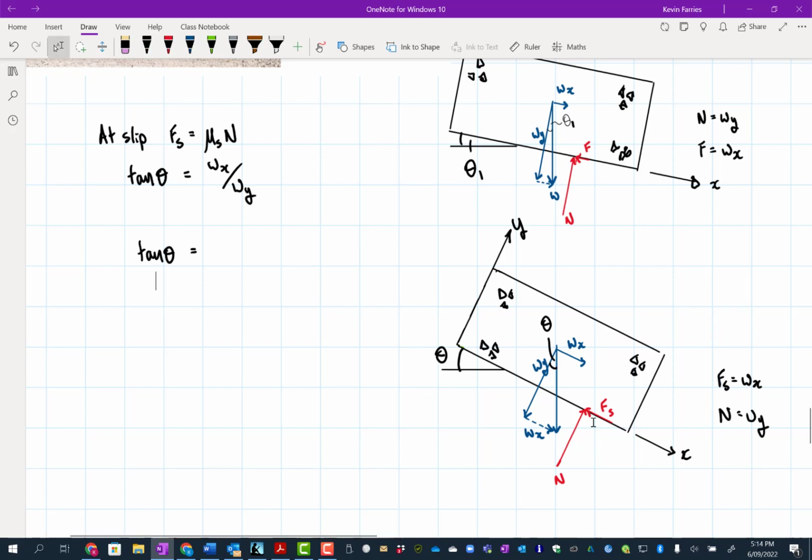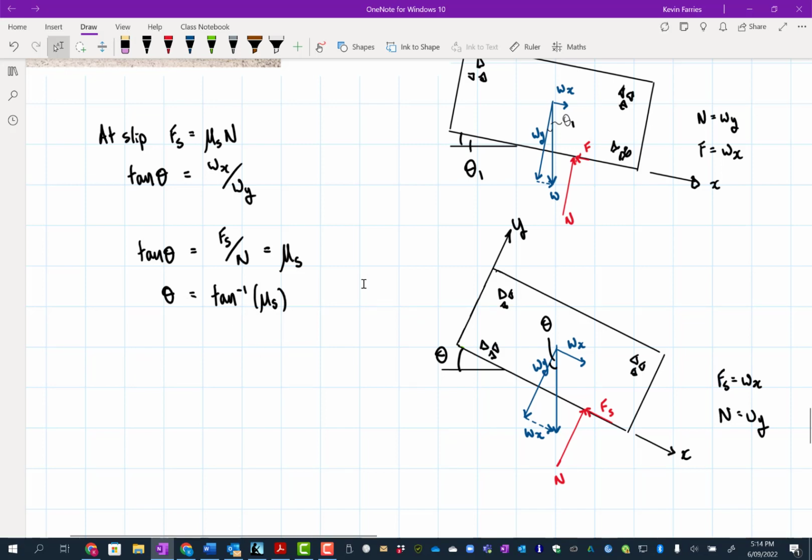Wx is going to be Fs. Wy is going to be the same as this normal force here. So Wy here must be balanced by the normal force, over N. So therefore tan θ is just equal to the static coefficient of friction from up here. So mu s is just Fs over N. So that's equal to mu s. Therefore θ is just tan to the minus 1 of mu s. And in fact, this is just the angle of friction.